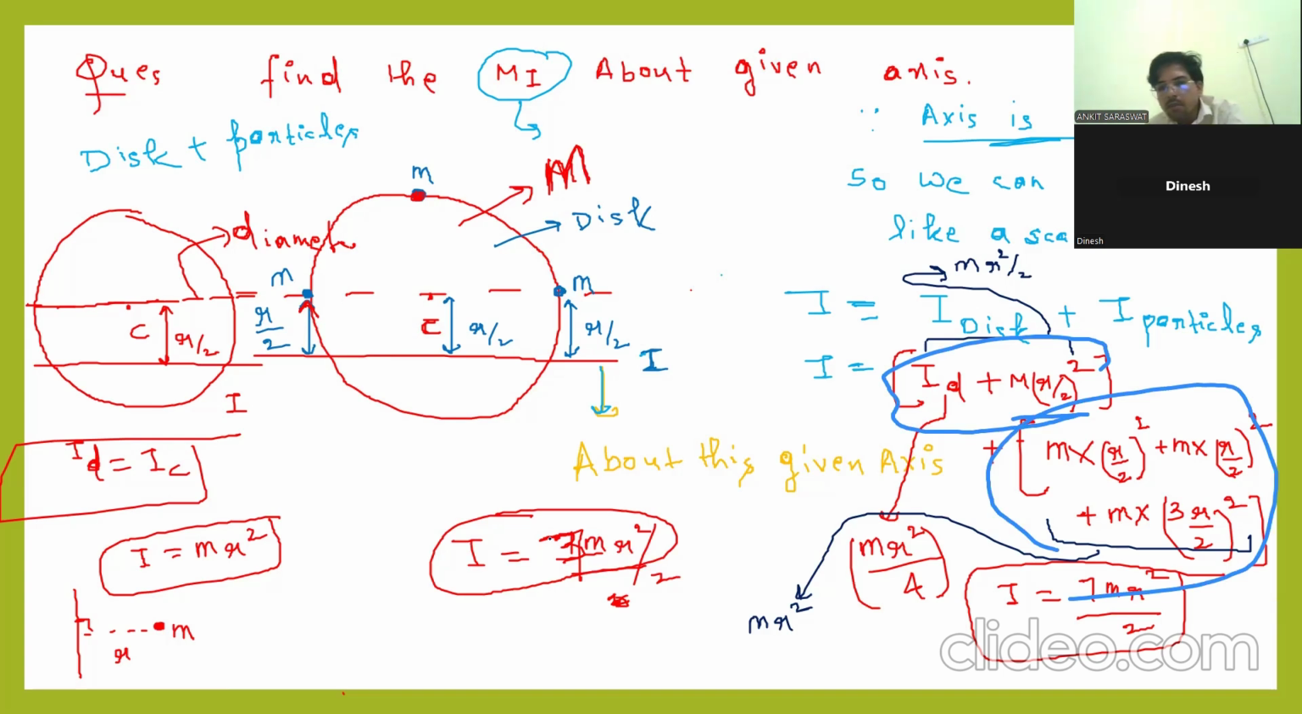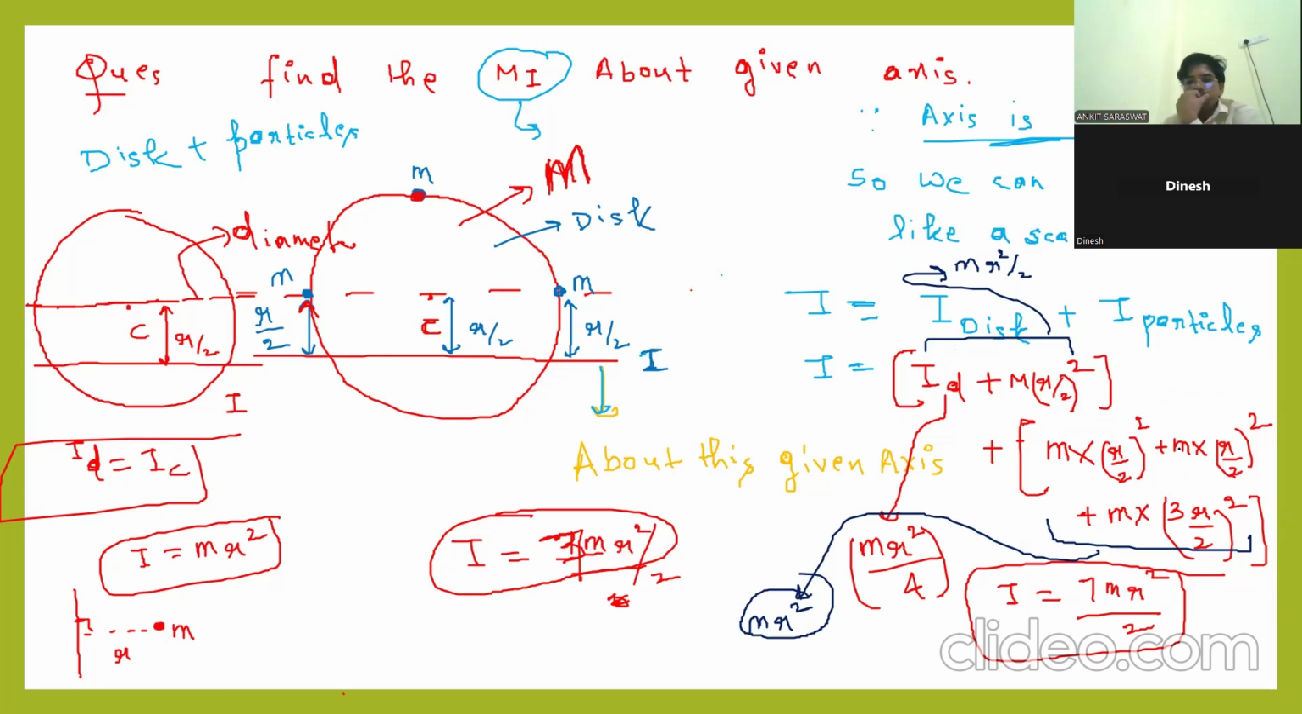It is mr square by 2. For this, how much is it coming out to be? For the particle, it is mr square. Just solve again. Check again. What is your answer now? Sir, I got 13 mr square by 4. Is it possible? For the particle, I think you have doubt now.